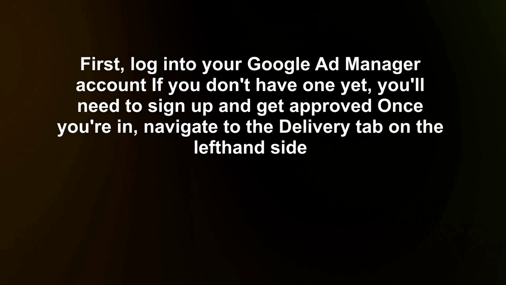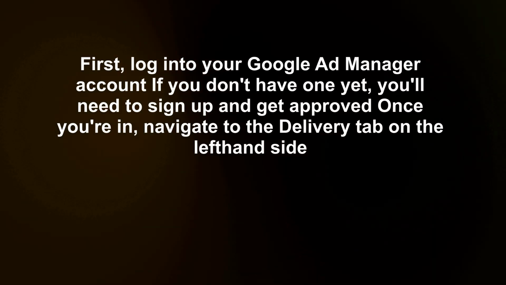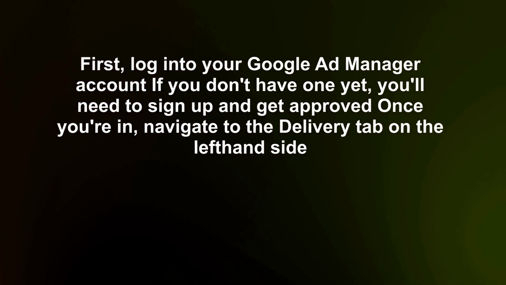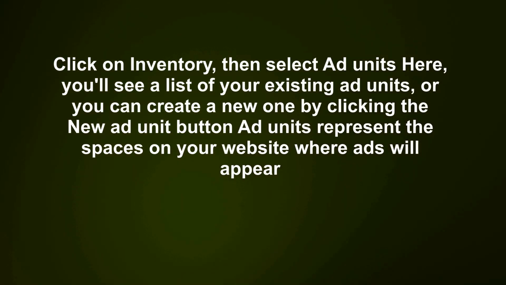First, log into your Google Ad Manager account. If you don't have one yet, you'll need to sign up and get approved. Once you're in, navigate to the Delivery tab on the left-hand side. Click on Inventory, then select Ad Units.